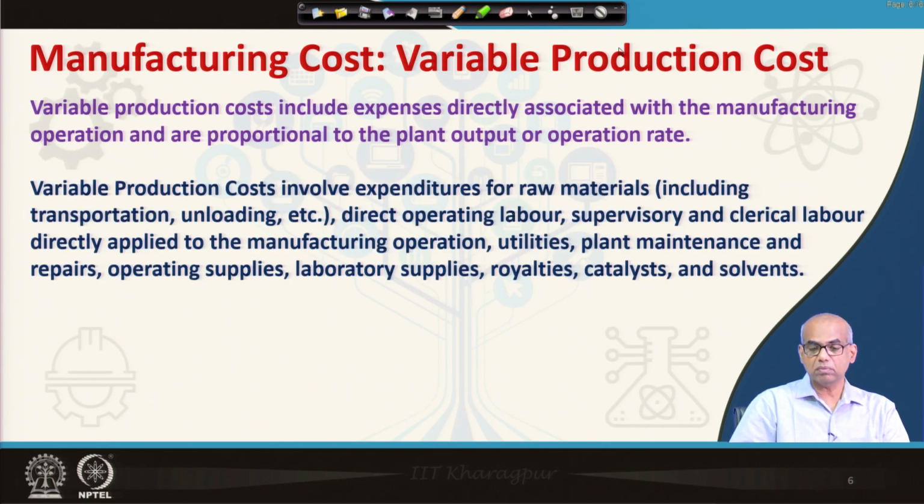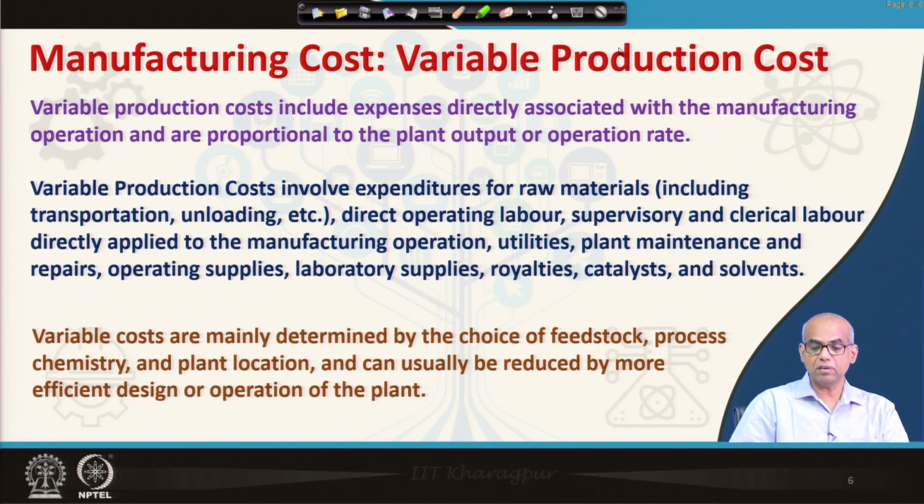Variable production costs involve expenditure for raw materials including transportation, unloading, etc., direct operating labor, supervisory and clerical labor directly applied to the manufacturing operation, utilities, plant maintenance and repairs, operating supplies, laboratory supplies, royalties, catalyst, solvents, etc. Variable costs are mainly determined by the choice of feedstock, process chemistry, plant location, and variable cost can be reduced by more efficient design or operation of the plant.